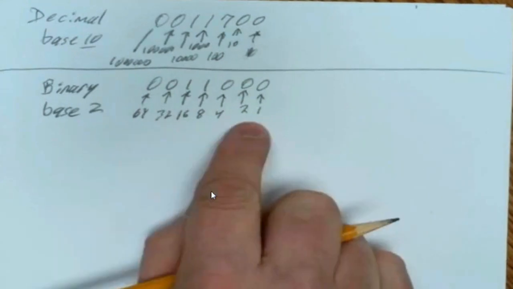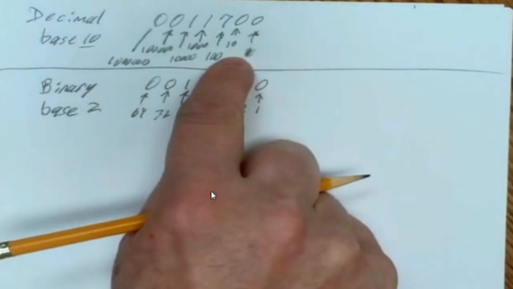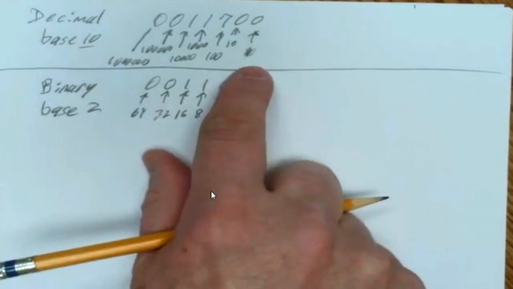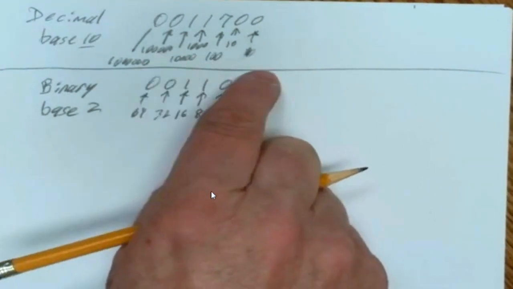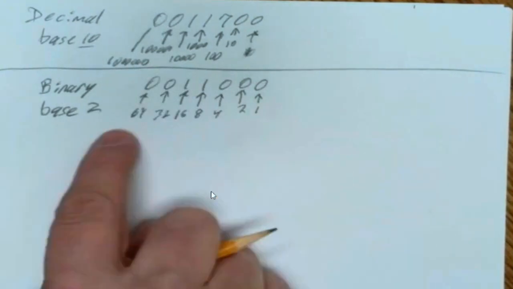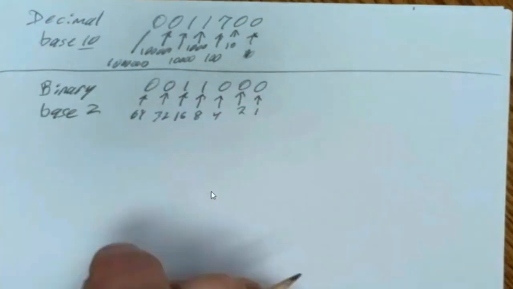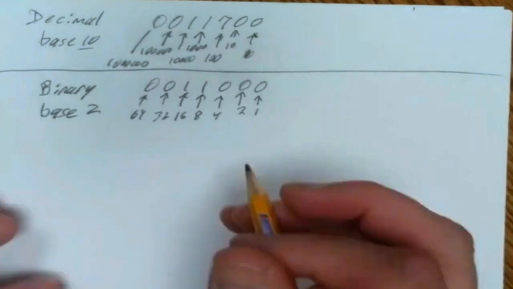Notice it's powers of 2, like this is powers of 10. Since we use a base 10 system, 1, 10, 100, 1,000, 10,000. It's all multiplying by 10. This is all multiplying by 2s. It's the same concept, multiplying by 10s or by 2s.